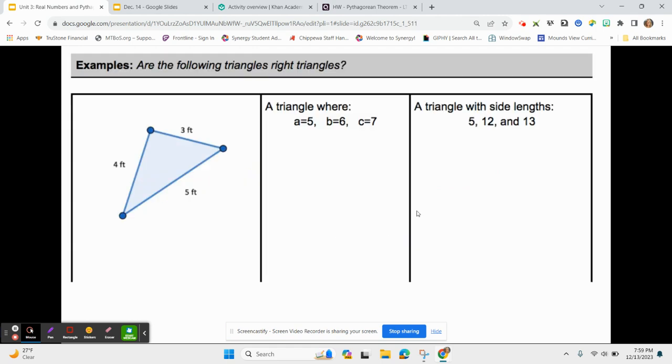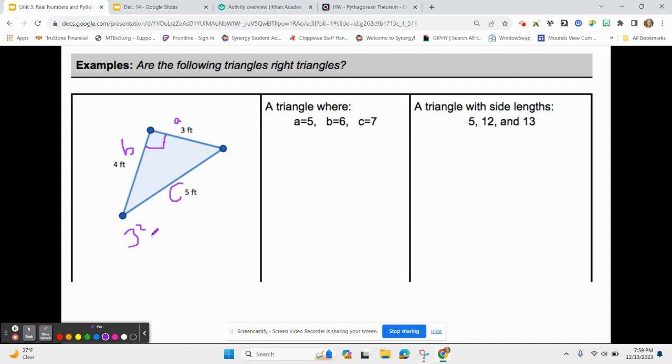Looking at my next part, down on the bottom of page 11, it says, are the following triangles right? Again, we are going to use our Pythagorean theorem to check. I'm looking for my longest side, which right here, C is 5. We are really going to see, do my A and B make a right angle? So let's check it out.